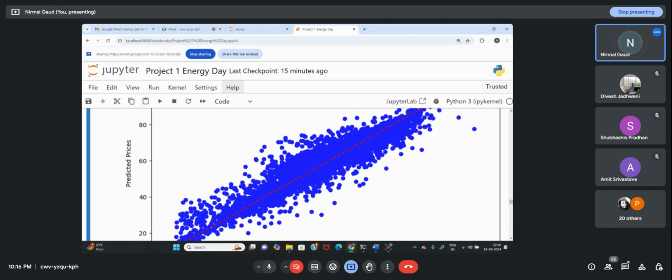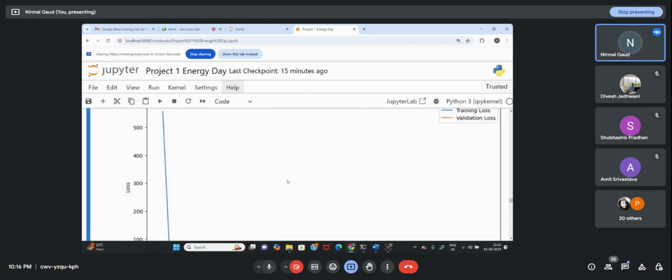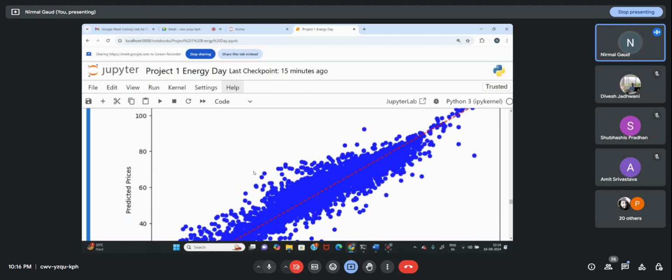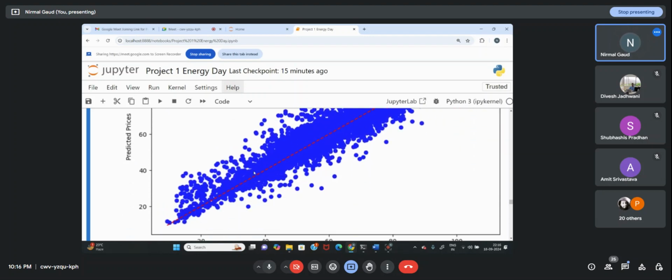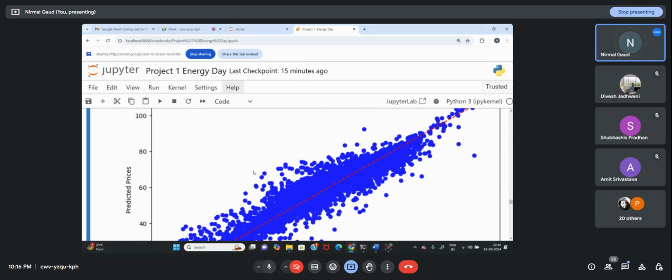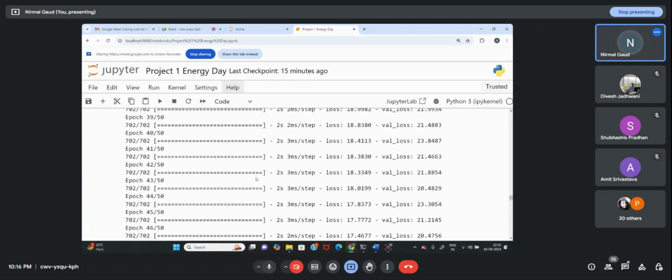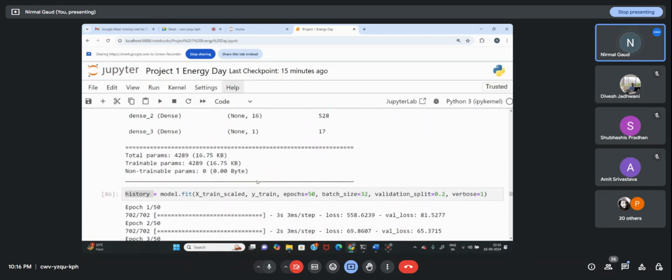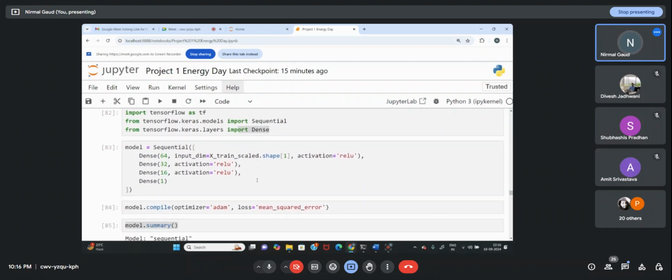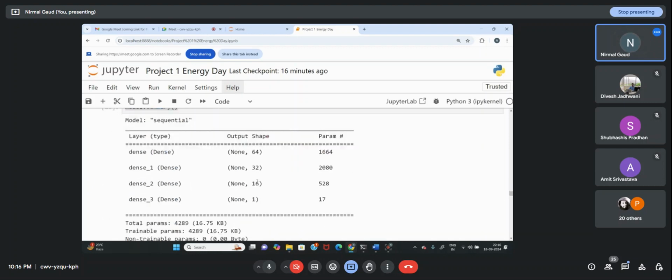Okay, I've already shown you about this thing, and it's quite clear. So this is the loss, and this is the prediction plot. Okay, so this is how we can make a deep learning code. This is my deep learning code, one architecture which I have built. So machine learning also I used, deep learning also I used. You can compare in your project. So it's an overall project.